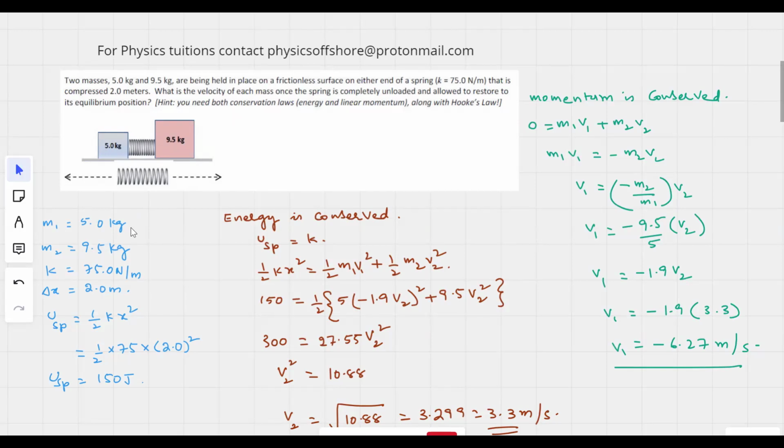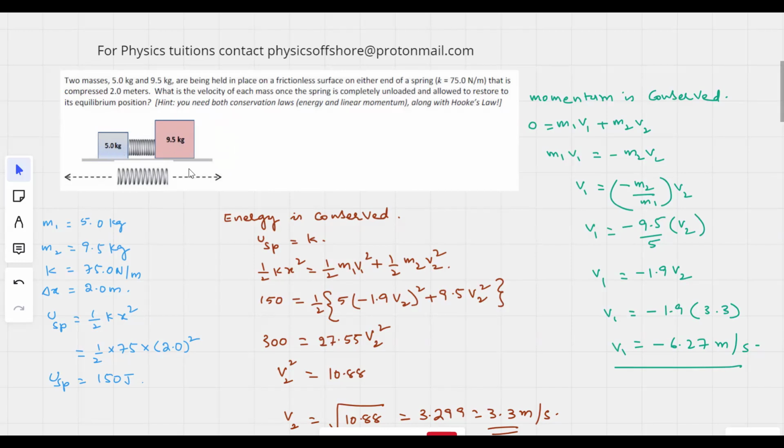The data is written here. So initially the spring has elastic potential energy. We will calculate the elastic potential energy of the spring using the data. After calculating the elastic potential energy, as the spring is unloaded, the masses will move in different directions. So the masses will acquire kinetic energy. The energy of the system is conserved, and the elastic potential energy gets converted into kinetic energy of these two blocks.